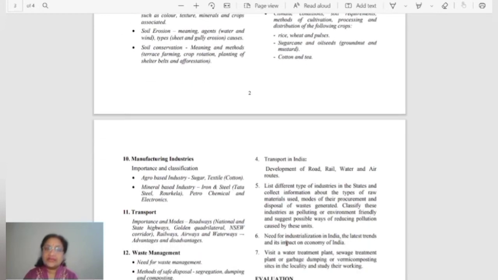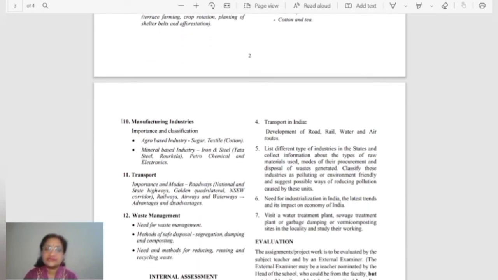Now come to the next unit, that is manufacturing industries. In manufacturing industries, you will find the importance and classification of industries, and even the various factors which are responsible for the establishment of industries in different parts. All these things are a part of our syllabus this time. Nothing has been taken out from this. So you have to cover that first part of it.